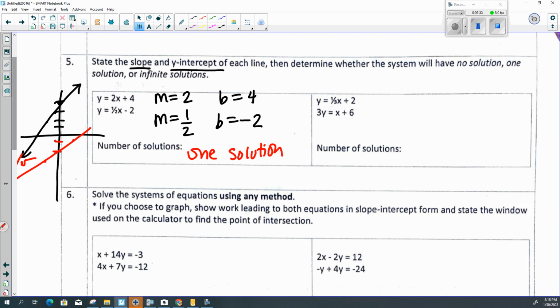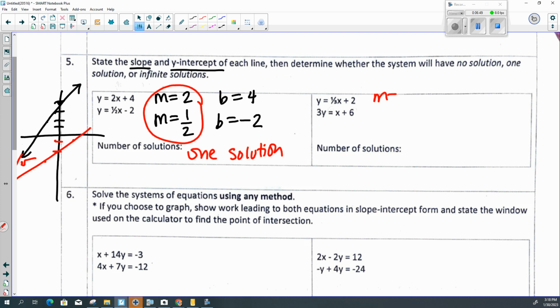It almost looked like it was going to have no solutions, but they're definitely not parallel. They're not parallel. So even though I can't see on my little picture where they're crossing, I can tell they're going to cross once. Okay, I'm going to look at this next one.